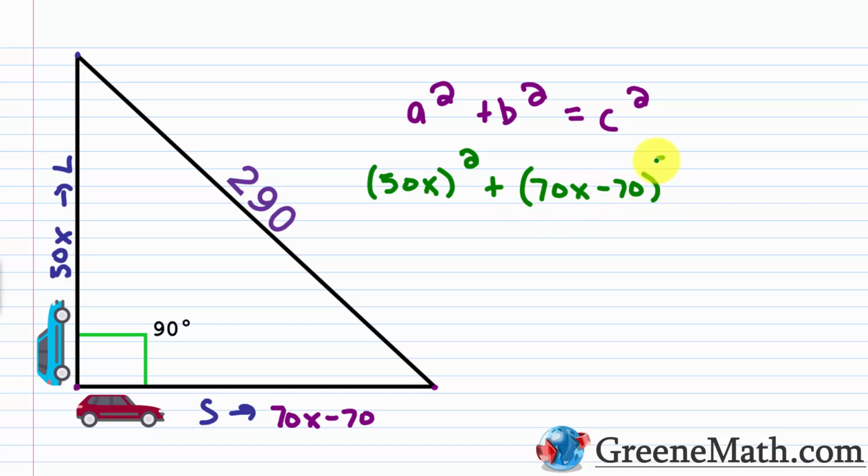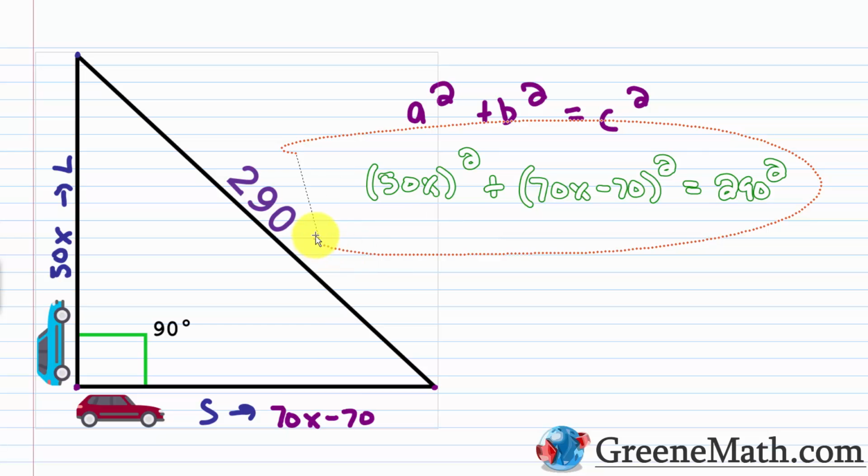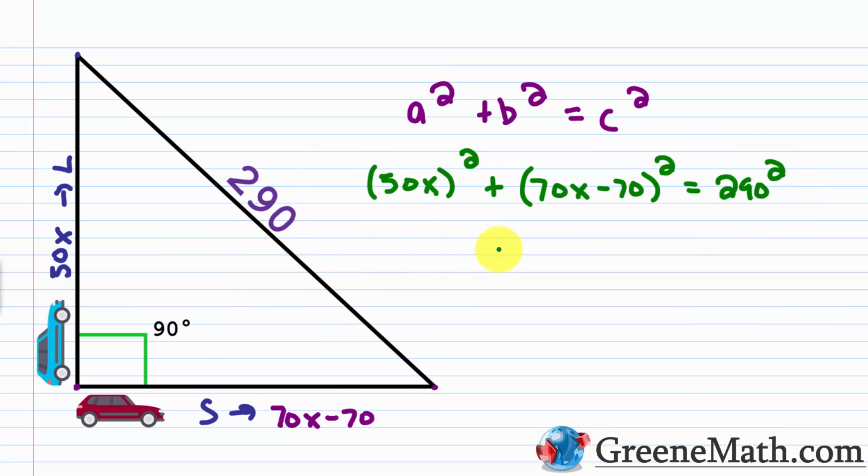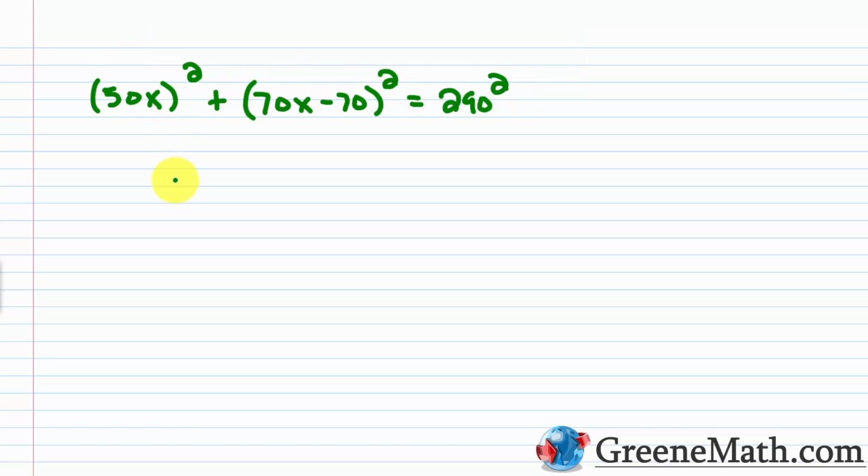The whole thing is squared, so make sure you wrap it in parentheses. And this equals our c, or our hypotenuse, which is 290. So that amount is going to be squared, okay? So we're going to just copy this and go to a fresh sheet because we'd run out of room here, because this is going to be quite tedious. So let's just paste this in here and let's get started.